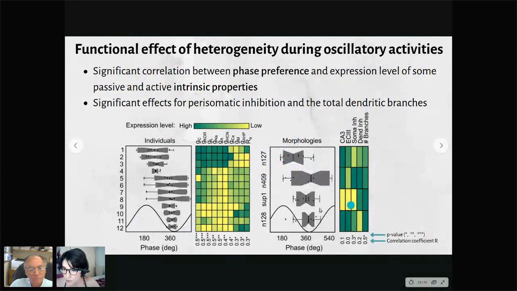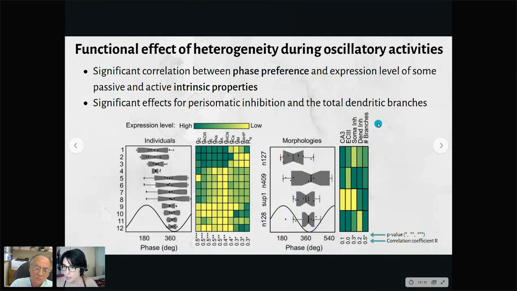Instead of being sorted by individuals, it's now sorted by morphologies, and the dots represent the different individuals. And here we have the level of expression of different factors: the excitatory factors, inhibitory, and morphological, that is the number of branches of each of these neurons. Here we see that there's a statistical correlation in the number of branches and also in the inhibition. Here I think the number of branches is pretty clear, because the fewer branches the morphology has, the closer to the peak it is going to fire.